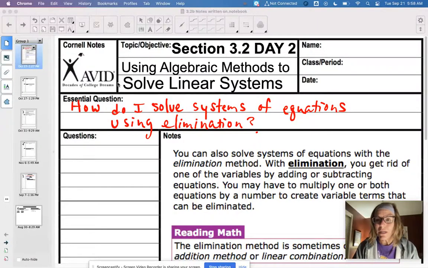Section 3.2, Day 2, using algebraic methods to solve linear systems. Here's the essential question. How do I solve systems of equations using elimination? Please stop the video and write that down.